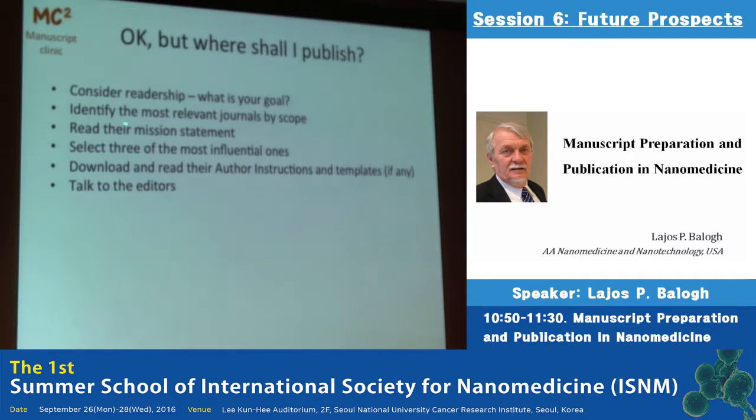But what you do is you identify the most relevant journals by scope. So you need to know what you want to do. Read the mission statement and pick the three most influential ones. Download and read the author instructions and templates, if any. Very important. All the time I meet people who never ever read the author instructions and then they are surprised that the manuscript is just thrown back. Talk to the editors, please. These are also people. If you have a question, ask. So simple.